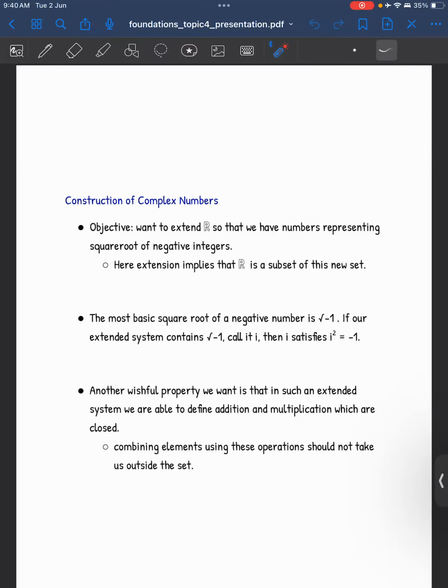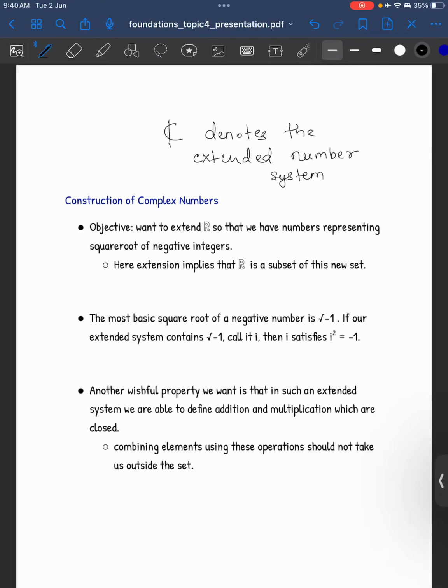Let us look at the construction of complex numbers a bit more formally. Our objective is clear. We want to extend the set of real numbers such that it contains at the very least square root of negative integers. Hence, let us call the extended system C. So C denotes the extended number system. And at the very least, we want C to contain square root of -1.